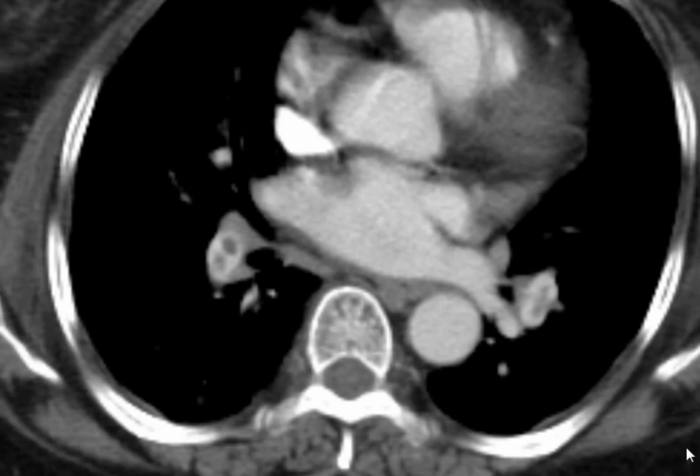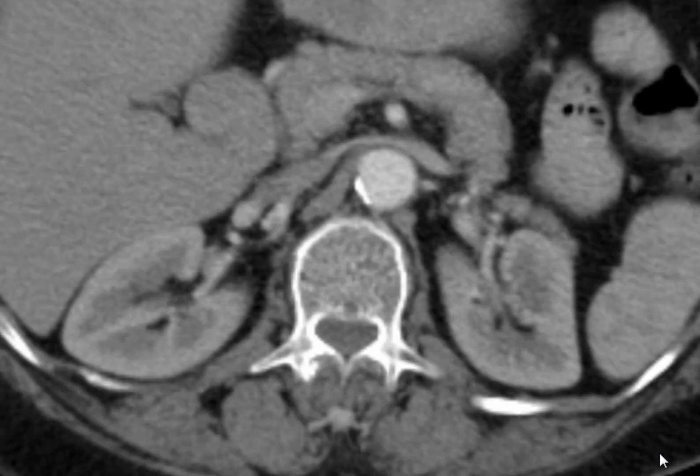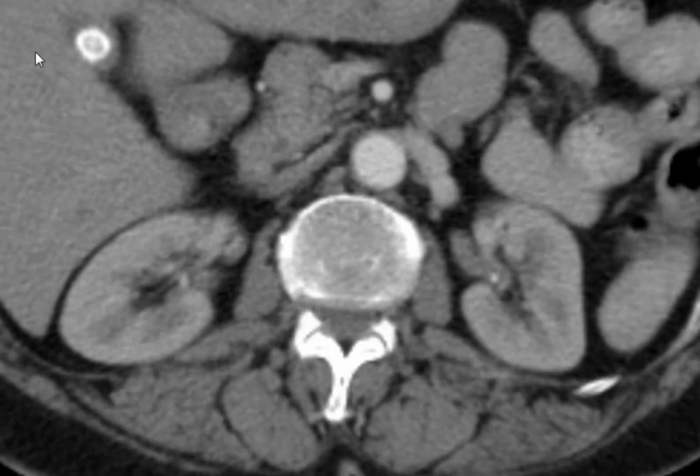Then the third finding is not significant. I don't care if you report it or not. For the sake of time, she has a gallbladder stone.